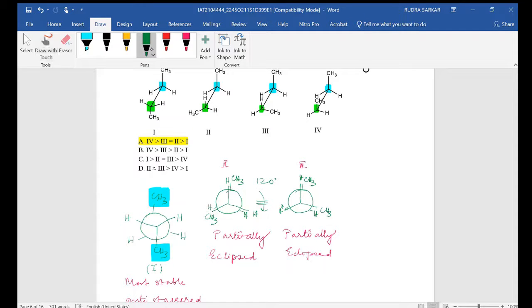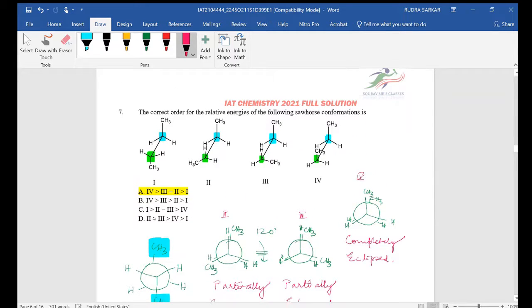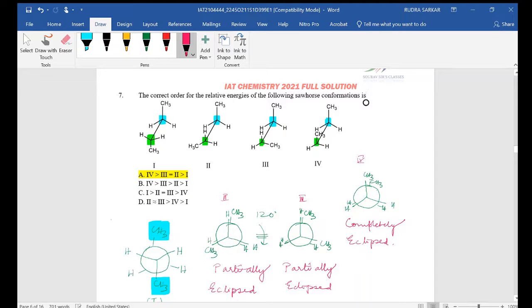And the last one will be of the highest energy because it is completely eclipsed. So that is going to be our 4. What is the question? Correct order of relative energies of the following Sawhorse conformations. So if this is the energy scale, 4 is of the highest energy, followed by 2 and 3 which are of similar energy, and at last we will say 1 is of the least energy. So option A is going to be the correct answer.